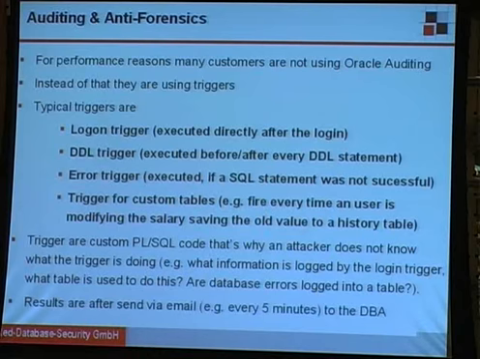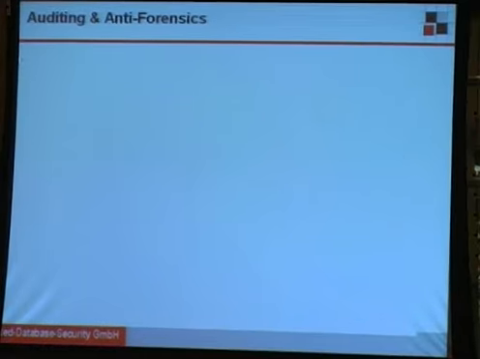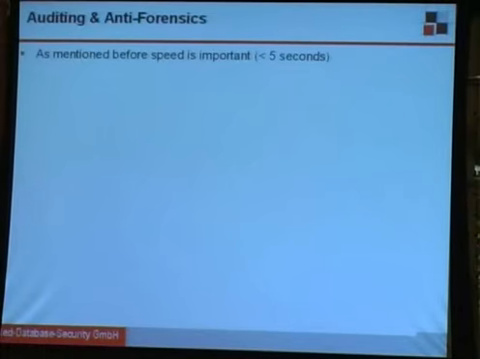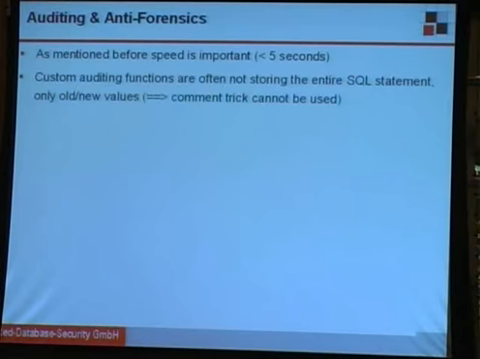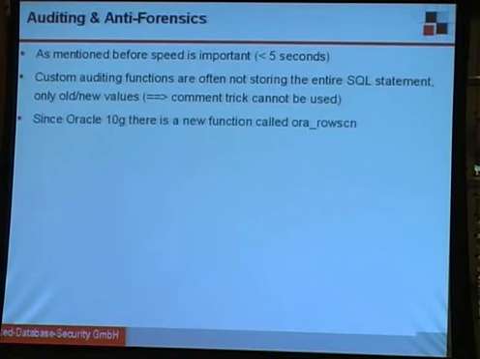And in many cases, the information is sent to the DBA every 5 minutes. Now, deleting the Oracle thing is easy. But if it's an unknown database for an attacker, the question is, how can I delete everything within the first 5 seconds? Most of the audit tables are not storing the entire feature. They only store the old value and the new value. So the question is, how can we delete this in the script?